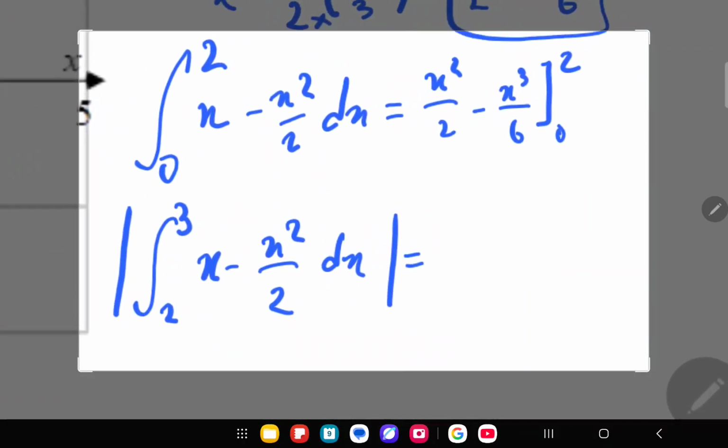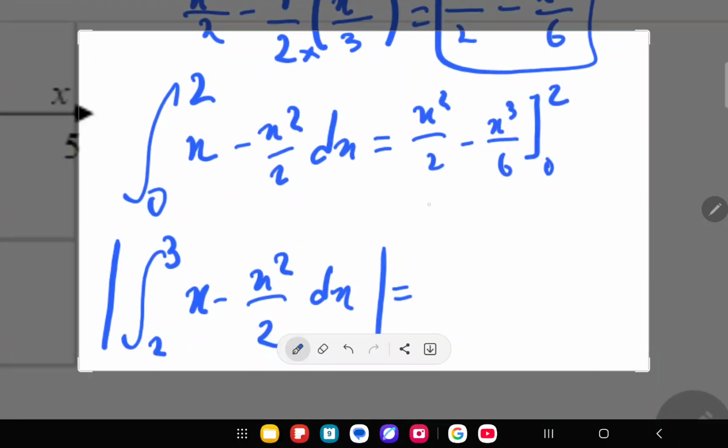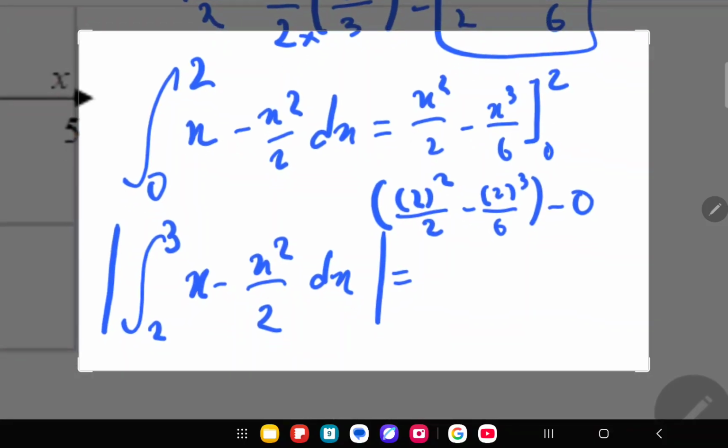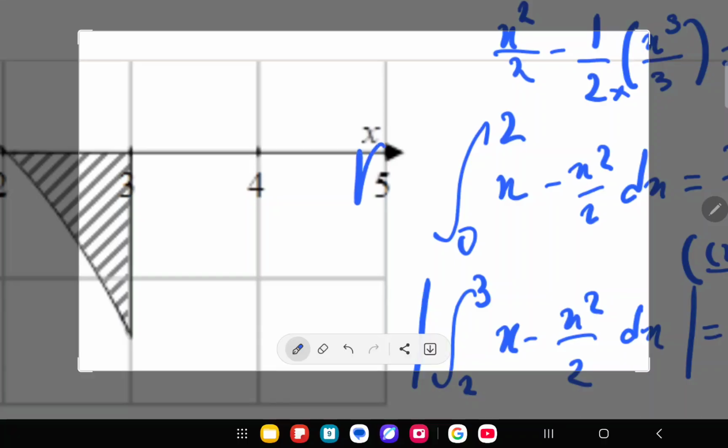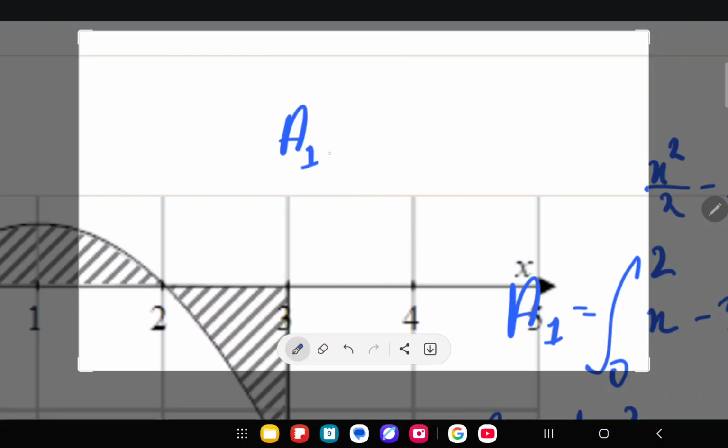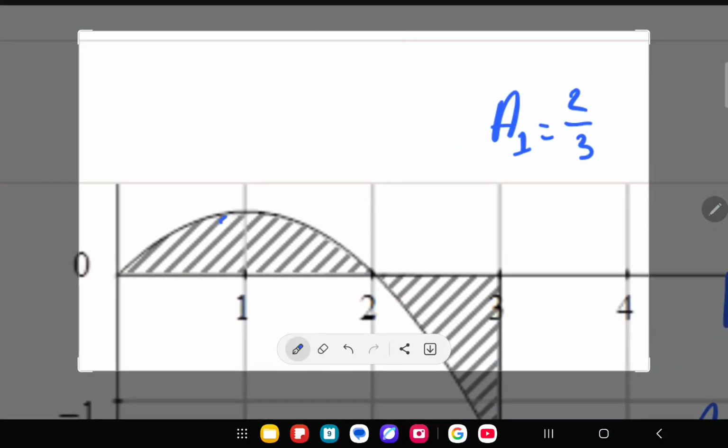Okay, now with this, we'll just subject this indefinite integral to values between 0 and 2, and then we'll just subtract them. So you do highest minus lowest, with the highest value: 2 squared over 2 minus 2 to the power of 3 over 6, minus, and then you just substitute 0 and you get 0. 2 to the power of 2 over 2 is 2, and then 2 minus 8 over 6 is 2 over 3. So 2 over 3 is A1. This is A1, and this is A2. So we have A1 equals 2 over 3.